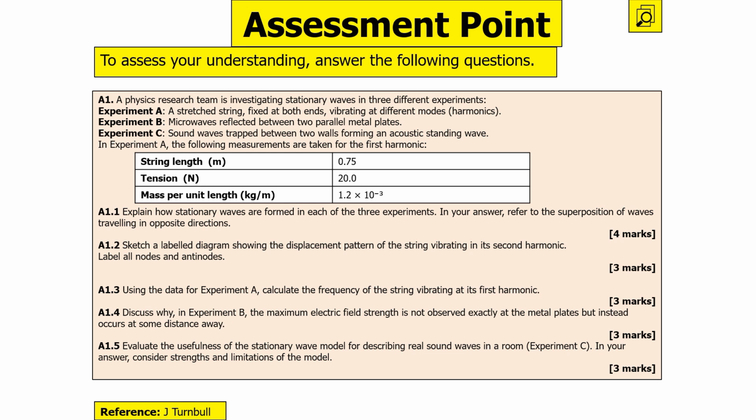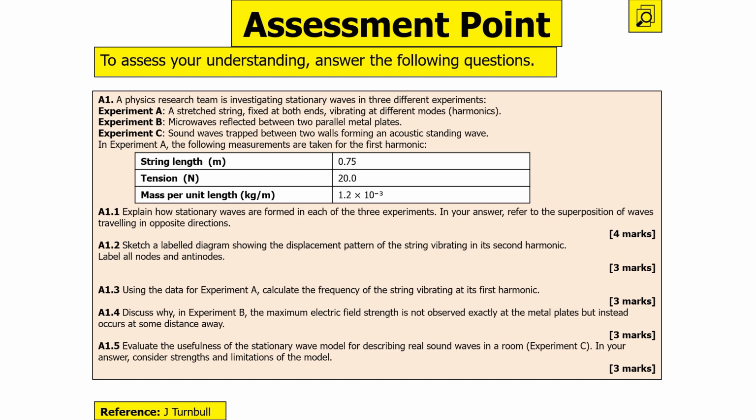Now, a physics research team is investigating stationary waves in 3 different experiments. Experiment A, a stretched string fixed at both ends vibrating in different modes. Experiment B, microwaves reflected between 2 parallel metal plates. Experiment C, sound waves trapped between 2 walls forming an acoustic standing wave. In experiment A, the following measurements are taken for the first harmonic.